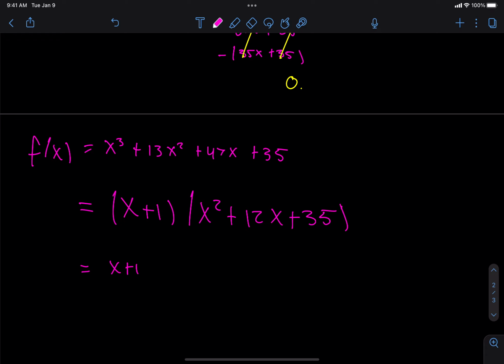We get x plus 1. Can this guy be factored? What should I do if I don't know how to factor this one? If I don't know how to factor it, does that just mean that there's no more zeros? No, what do I need to do? If I can't factor a quadratic, how do I figure out the zeros?